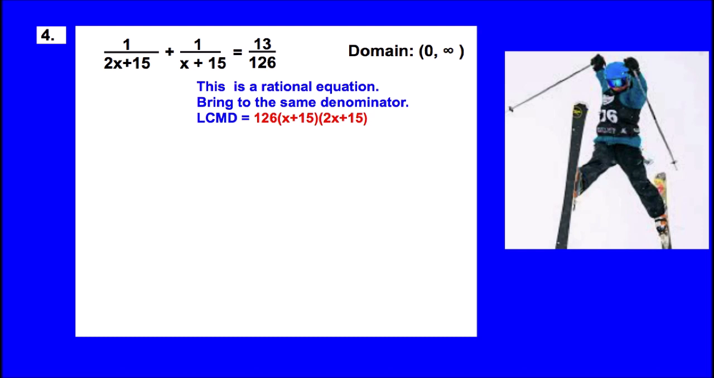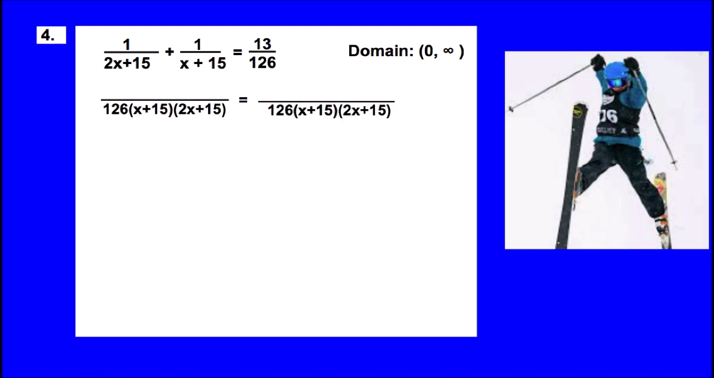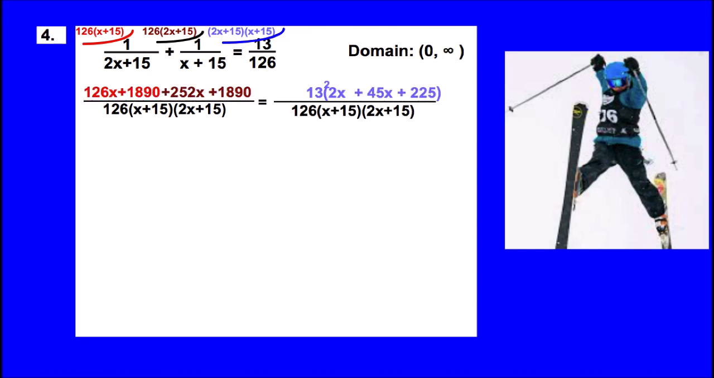Bring to the same denominator with an LCMD of 126 times the quantity x plus 15 times the quantity 2x plus 15. Amplify each of the fractions by its respective products. Perform calculations. We obtain at the numerator on the left side 126x plus 1,890 plus 252x plus 1,890. And the numerator on the right-hand side of the equation is 13 times the quantity 2x squared plus 45x plus 225.